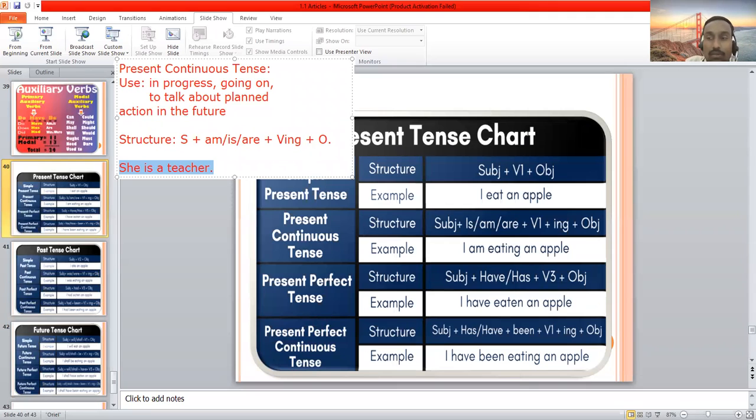So you tell me one example. You people, other people, everybody try to tell me examples for present continuous. I am writing a letter. Yes, others. I am doing work. I'm learning English. Virat is playing cricket. I'm studying hard. I am singing a song. The sun is shining, yes.